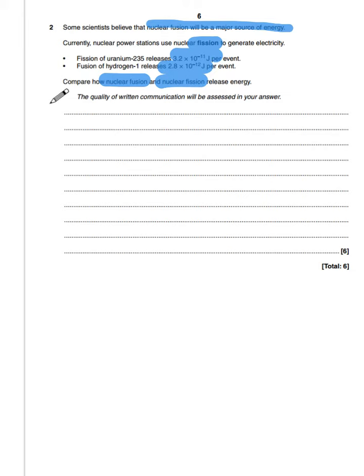So again, classic OCR, we've got two separate things that we're going to be writing about. So I would again split it into two. Probably start with fission, maybe slightly easier, and then move on to fusion. And I'd try and come up with as many keywords as possible that will help us with this.